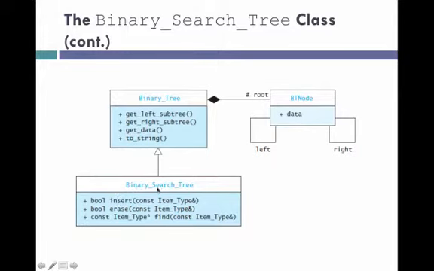And here's a binary search tree which inherits from a binary tree. So remember, a binary search tree is a specialized kind of binary tree that has things ordered. And then a binary tree has nodes. So here's this has-a relationship, and our BT node has data and then left and right field values that are pointers to nodes.